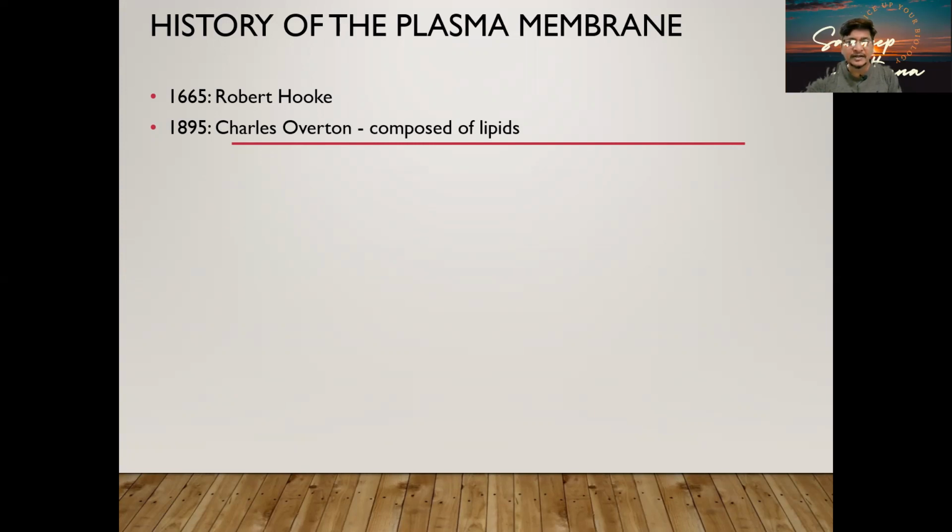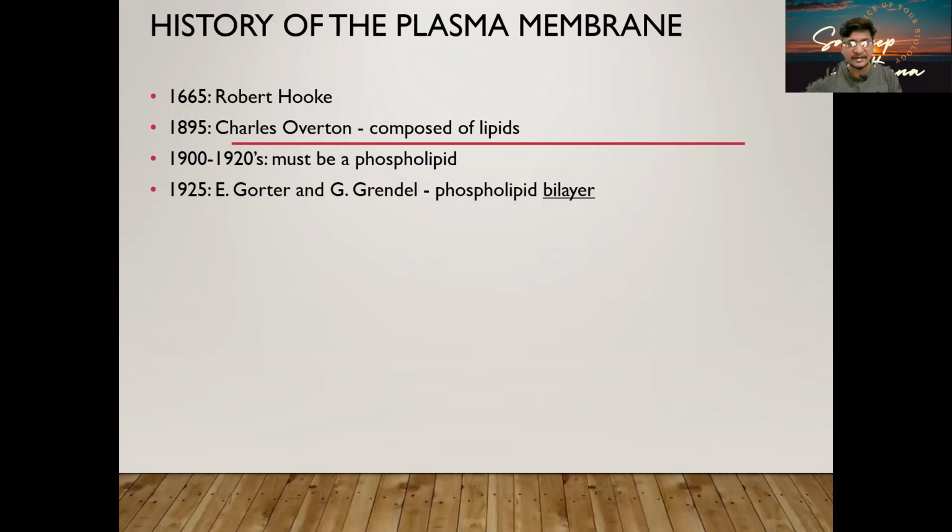Overton proved that when he tried to pass around 500 different substances, those that are lipid soluble were found to move easily through the lipid. On that basis, he concluded that the plasma membrane is made up of lipid. But still, what kind of lipid? Lipid basically is the ester between the alcohol, that is glycerol, and the long chain fatty acid. Then around 1900 to 1920, it was proven that it is the phospholipid.